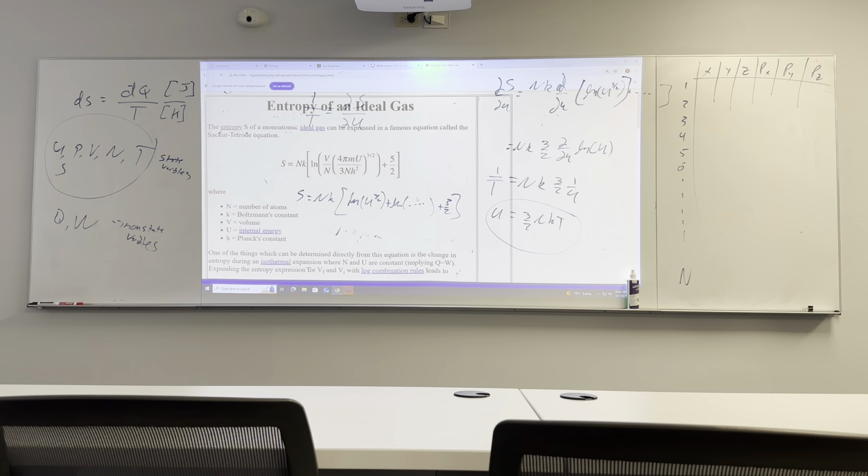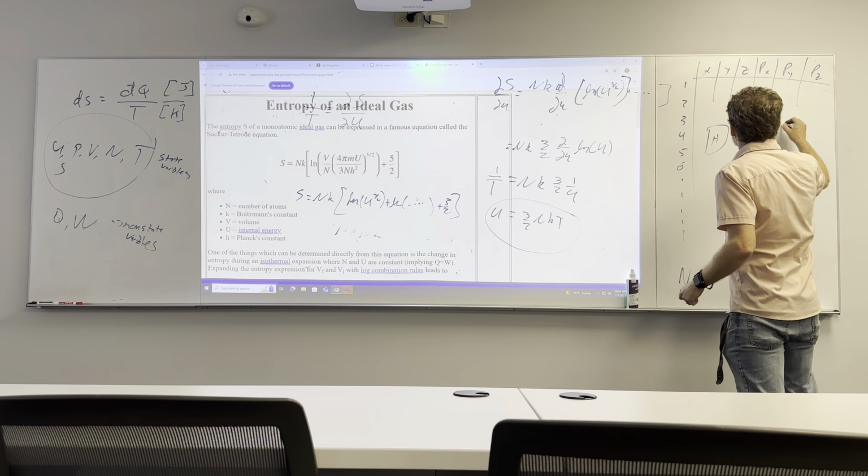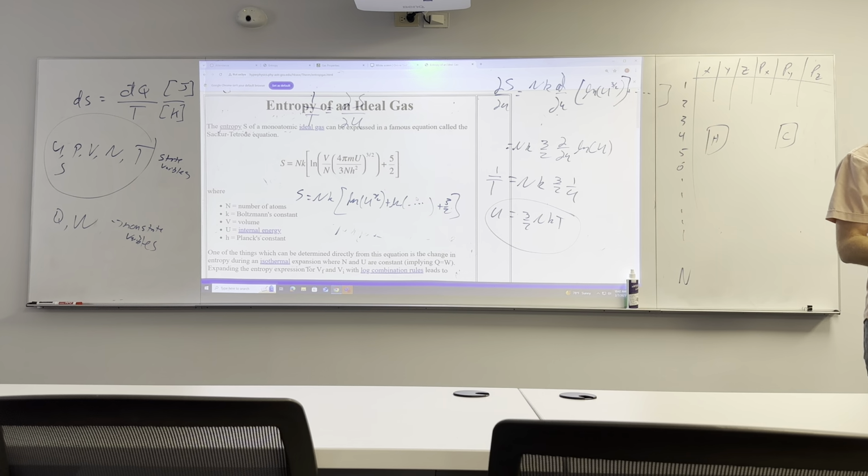I have two systems, right? Hot and cold. I bring them together, what happens? Thermal equilibrium. What does that mean? If I have two systems, here's my hot system, here's my cold system, I bring them to thermal contact, they exchange energy, they stop exchanging energy when what? When the change in entropy is 0.